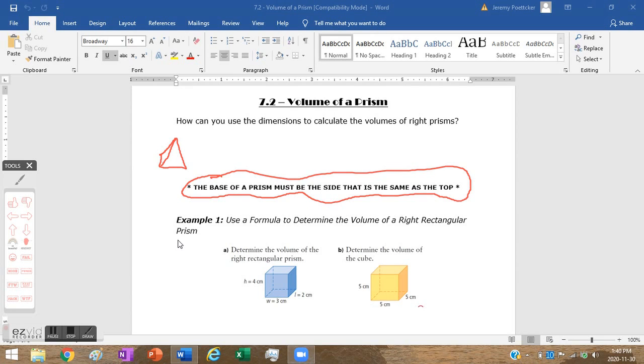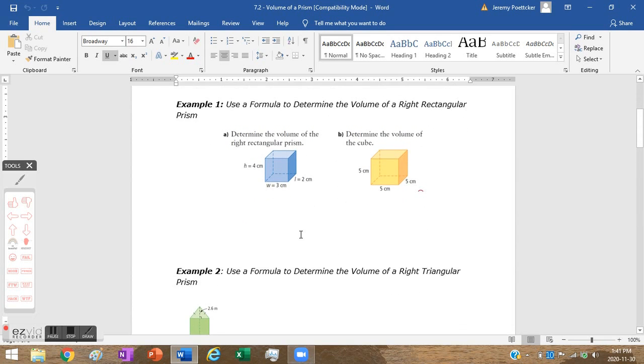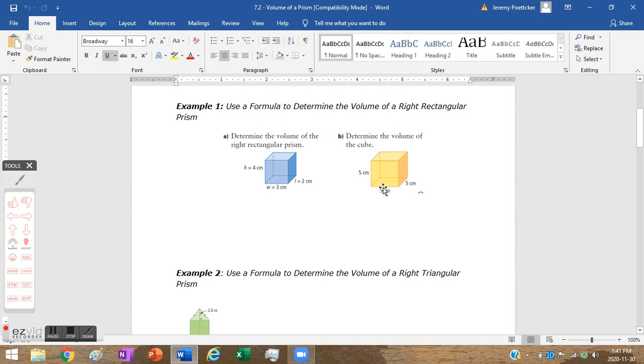So example number 1. All right, we've got these two lovely shapes. We've got a cube and we have a right rectangular prism. Which, just to get that out of the way, essentially is a box where all the sides don't have to be the same length, right? So the length, the width, and the height are not necessarily the same. For a cube, length, width, and height have to be the same.